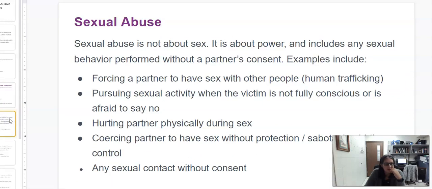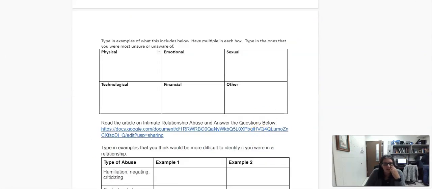Okay. Sexual abuse. It's not fully about sex. Like it is, but it isn't. It's about informed consent and what people could do, but it's about power. Someone having power over another person. So making sure you're getting those in.